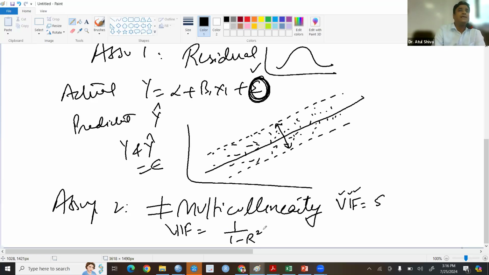And liberally, 10. That is the liberal method. In Joseph Hair's book, Multivariate Data Analysis, they say that multicollinearity will be there and you cannot remove it, but it should be less than 5. 1 upon 1 minus R square should be less than 5. If it is less than 5, you can say my regression is free from multicollinearity. Collinearity will be there, but within tolerance limits.